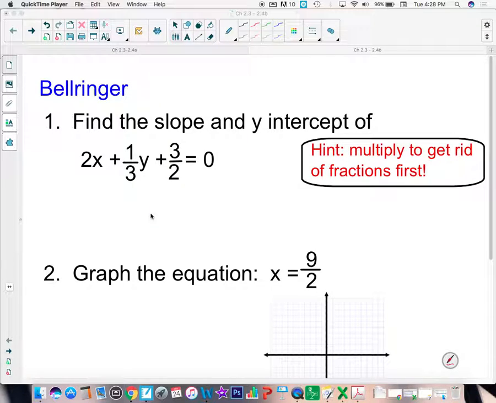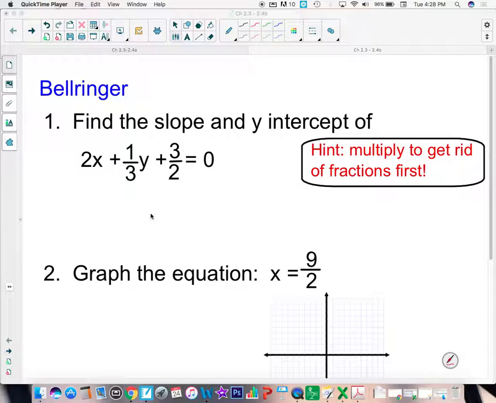Okay, so your bell ringers were on the board already. You should have had a few minutes to look through those. But for the first one, you want to find the slope and y-intercept of that equation. Okay, and I have a hint on here.